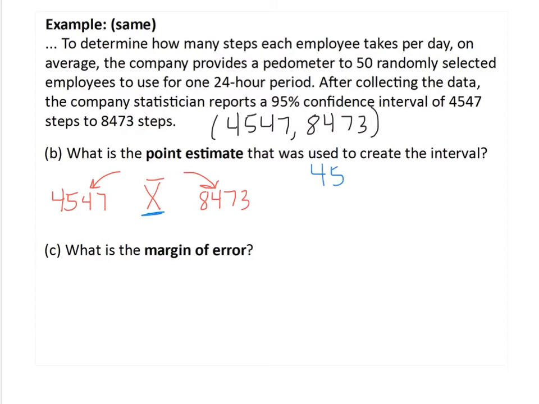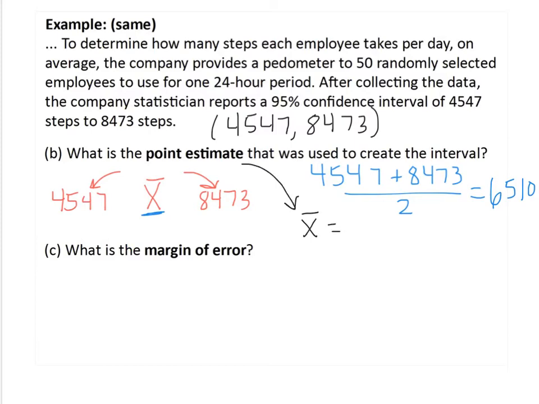So 4547 plus 8473 divided by 2 gives me 6510. So the point estimate, or the x bar, from my sample was 6,510 steps per 24-hour period. So this would be the point estimate. Remember, the point estimate is the x bar or the p hat. This problem's talking about averages and numbers, not proportions.